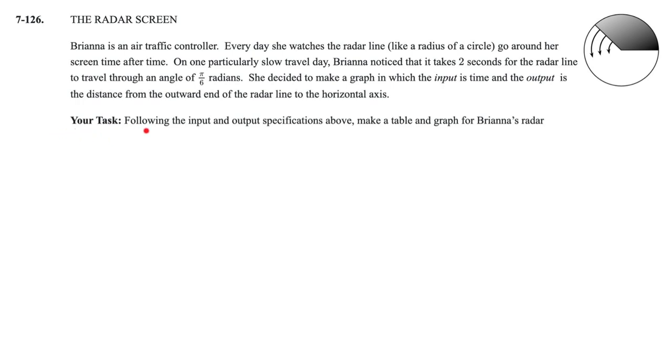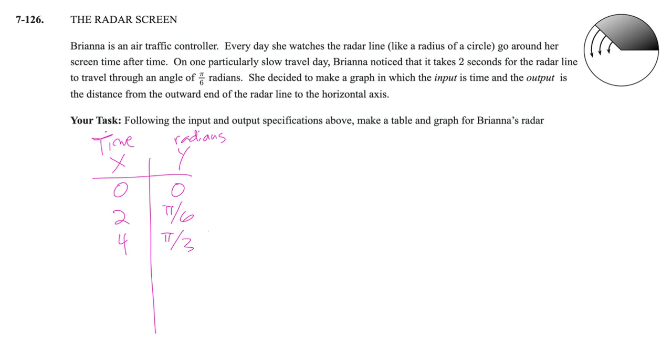So your task, following the input and output specifications above, is to make a table and graph for Brianna's radar. So let's take a look at that here. All right, so here we go. The input is time. So we know that at 0 seconds, it's gone 0. At 2 seconds, it's gone pi over 6. At 4 seconds, it's gone pi over 3. That'd be 2 over 6, 3 over 6, 4 over 6. These are just a bunch of reduced fractions here.